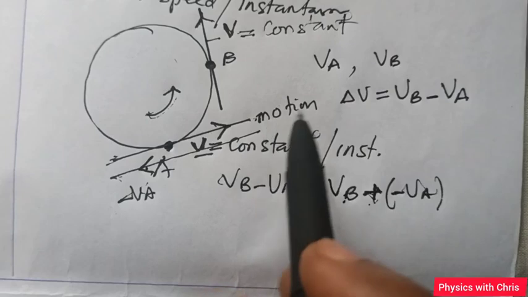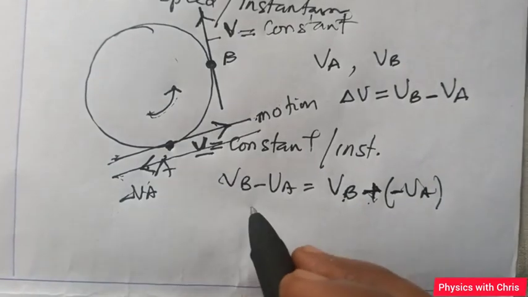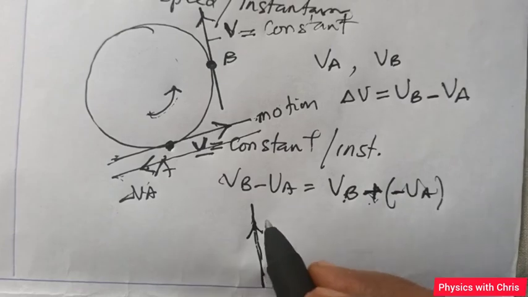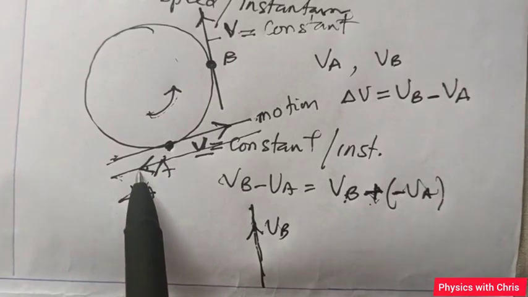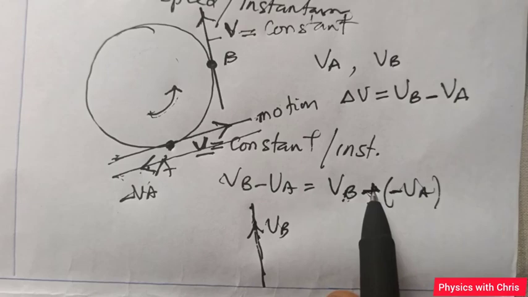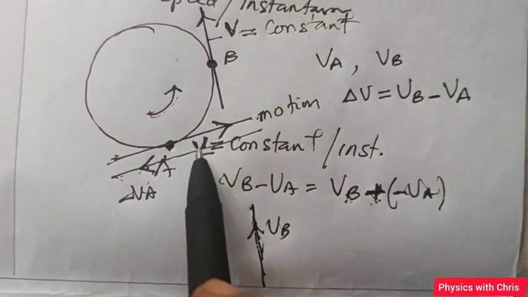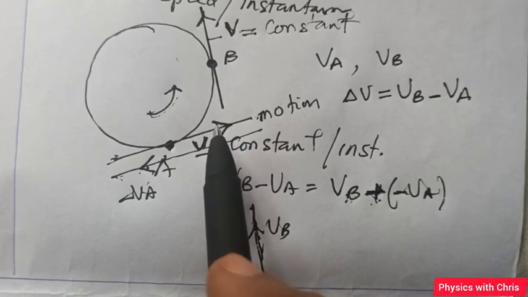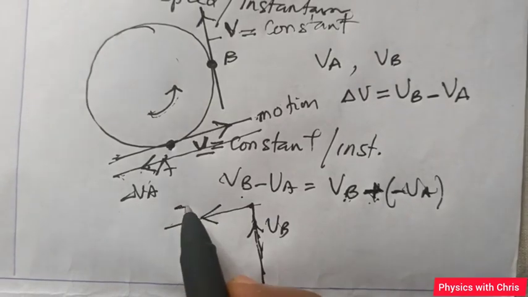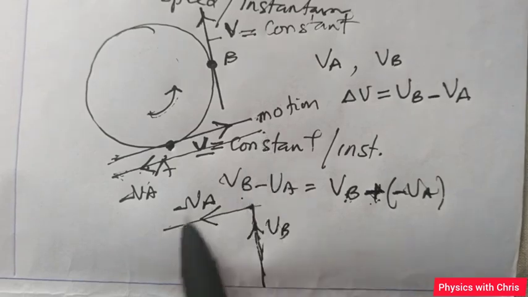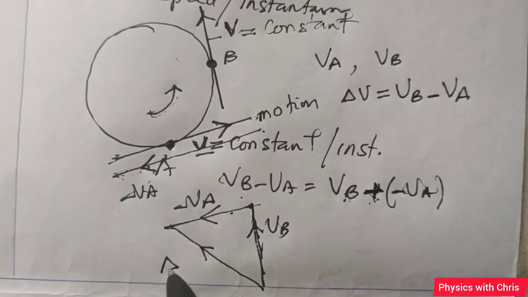This is my VA. Okay, so I'll come here now. I'll start with B. B is directed this way. This is my VB. Then I'll connect the head of B to the tail of minus VA, because it is B followed by negative A. This sign means followed by. So you start with B followed by negative A. That means it's going to be something like this. This is my minus VA. You can see that this is parallel to it. So this becomes my change in velocity.